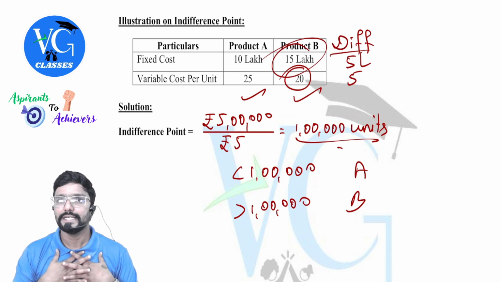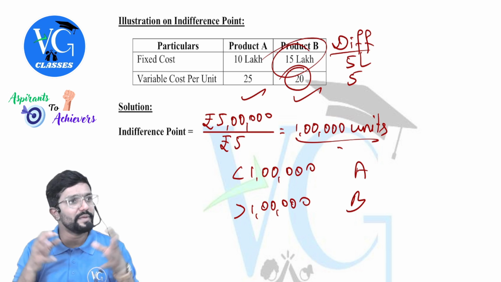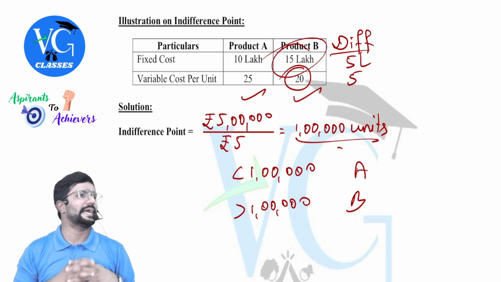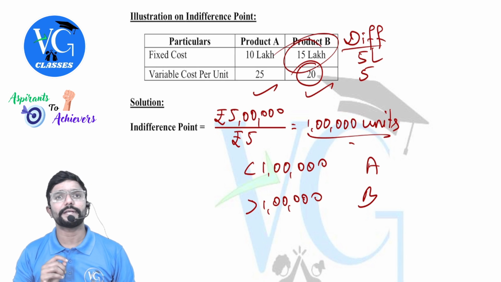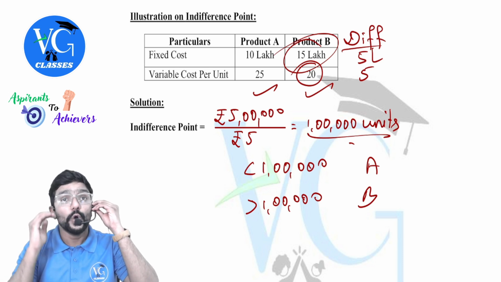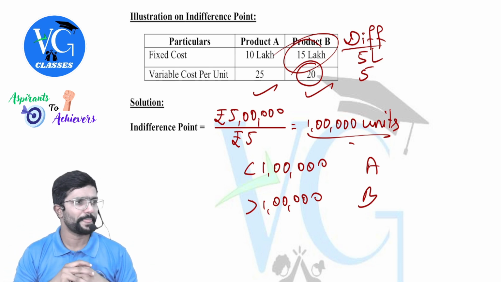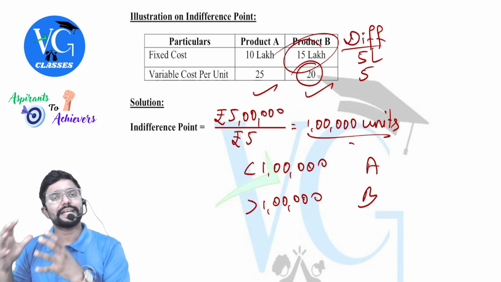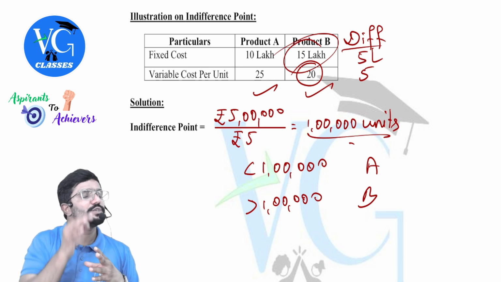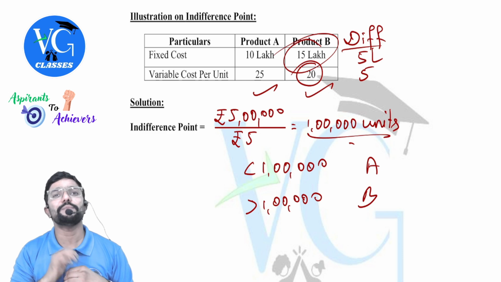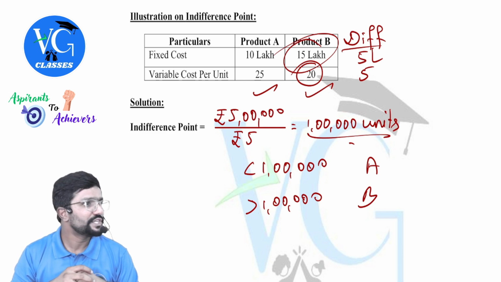Hope you are understanding. Clear? Let me repeat. If your activity or sales is less than 1 lakh, you have to choose the product with lower total fixed cost and higher variable cost per unit. If your sales or activity is more than 1 lakh, then choose the product which has higher fixed cost but lower variable cost per unit. Did you guys get it?